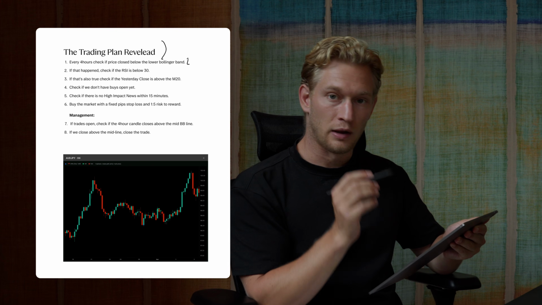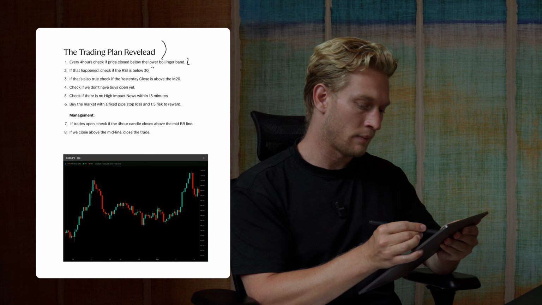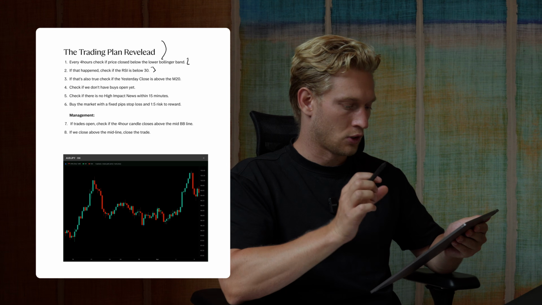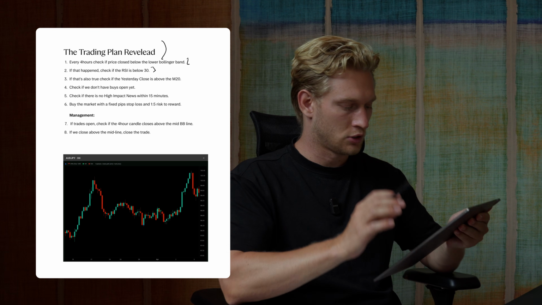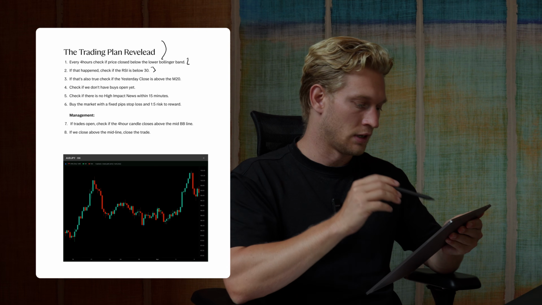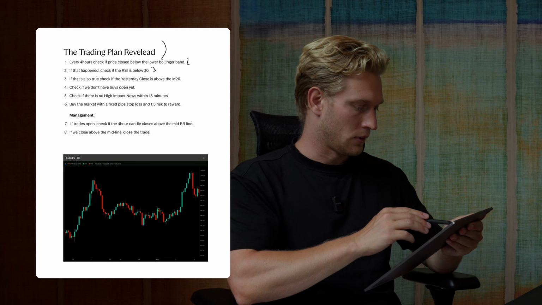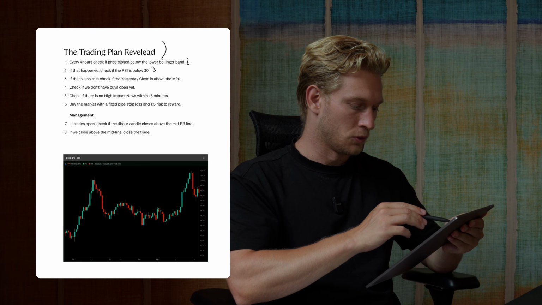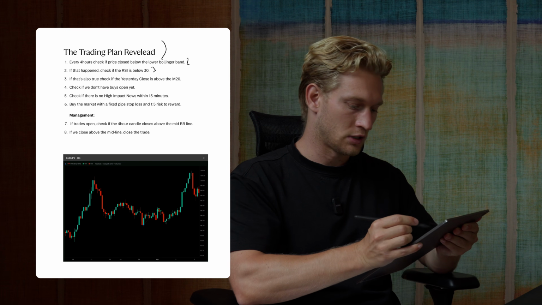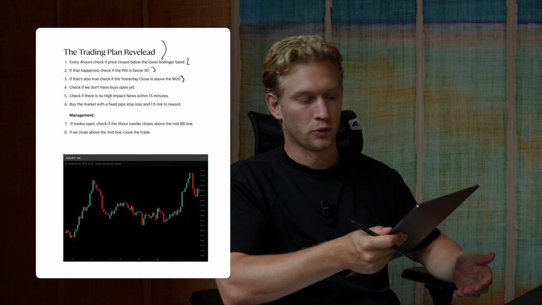If that happened, check if the RSI is below 30. We're not optimizing this value, just gonna accept the standard value of 30. And if the RSI is below it and we closed previously below the lower Bollinger band, then there might be a setup. Then the third step: if that is also true, check if yesterday's close is above the MA20, so the moving average.